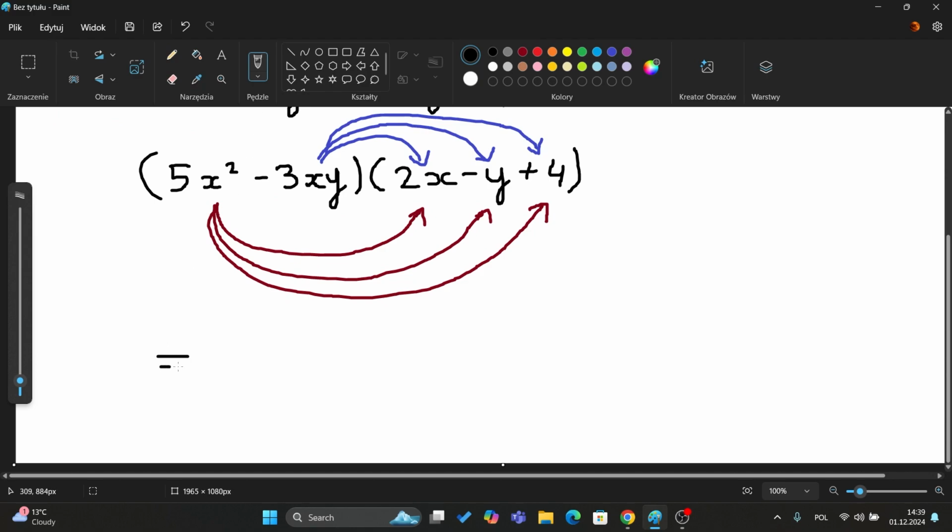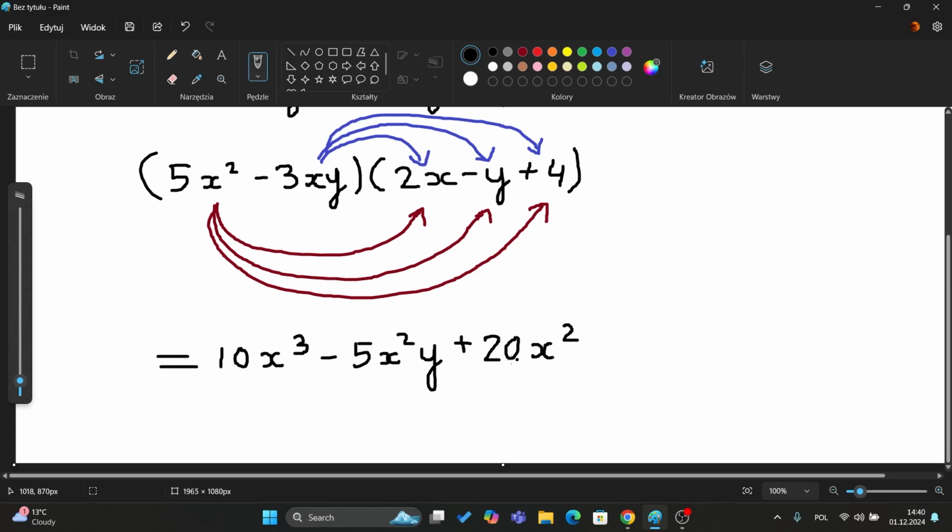So that will be equal to 5x squared multiplied by 2x is going to be 10x cubed. And 5x squared times minus y is minus 5x squared y. Now 5x squared times 4 is going to be plus 20x squared.